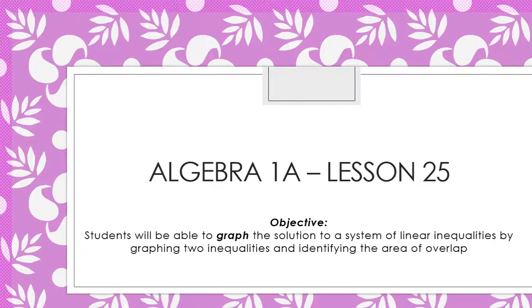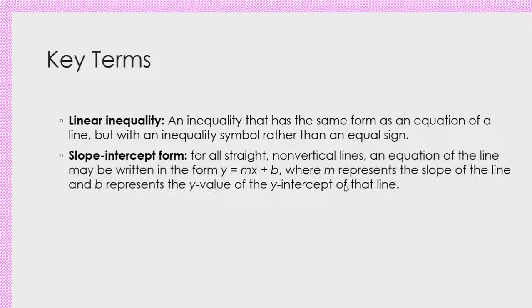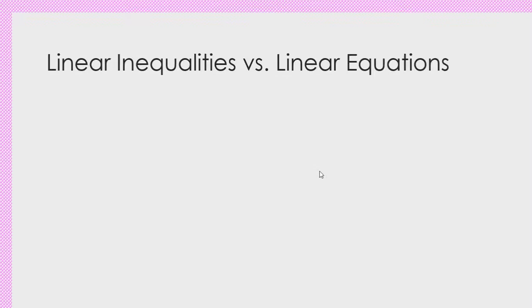So let's go over some key terms. We have linear inequality. You've had this key term before. An inequality that has the same form as an equation of a line but with an inequality symbol rather than an equal sign. Slope-intercept form. For all straight non-vertical lines, an equation of the line may be written in the form of y equals mx plus b, where m represents the slope and b represents the y value of the y-intercept for that line.